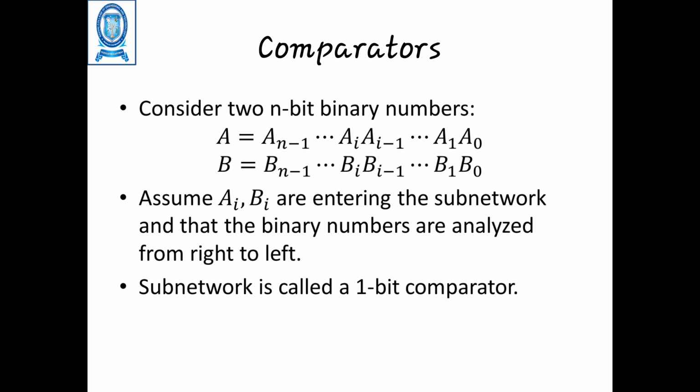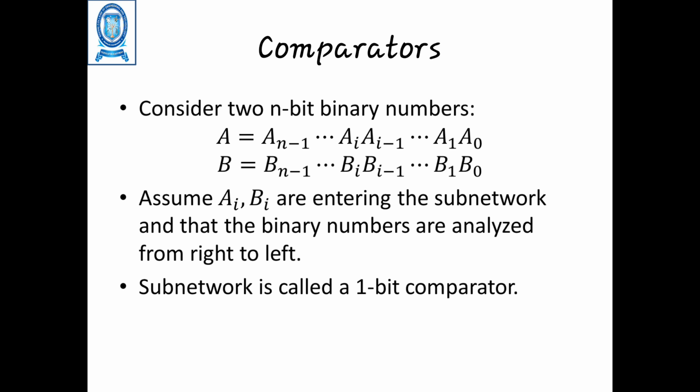So we can consider two binary numbers. Let the binary numbers be n bit. For example, if it is 2 bit, A and B are the two binary numbers, so for A it is A0 and A1, and for B it is B0 and B1. For 4 bit, it is A0, A1, A2, A3, and for B, 4 bit is B0, B1, B2, B3.